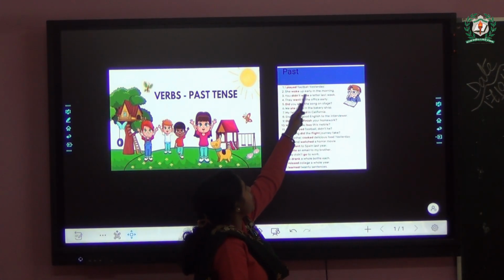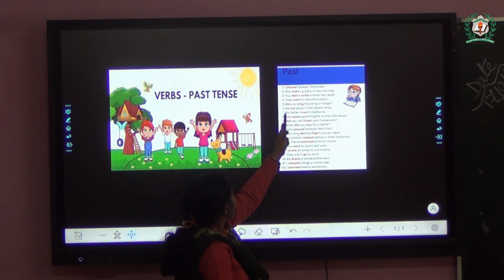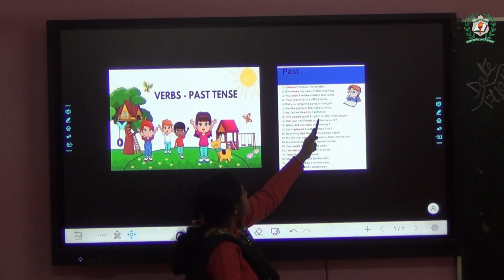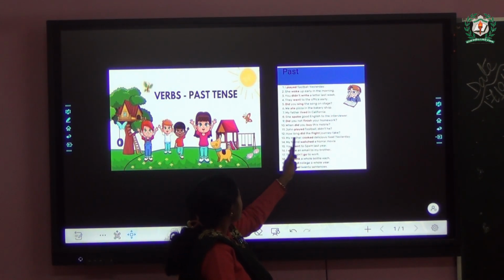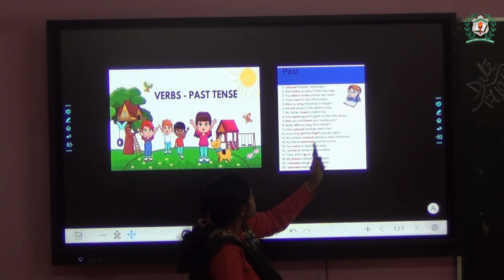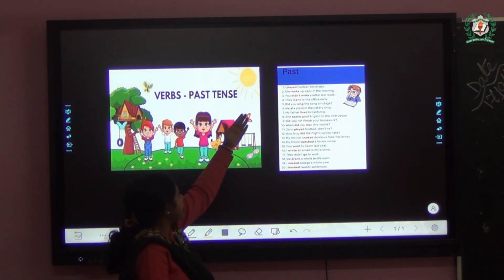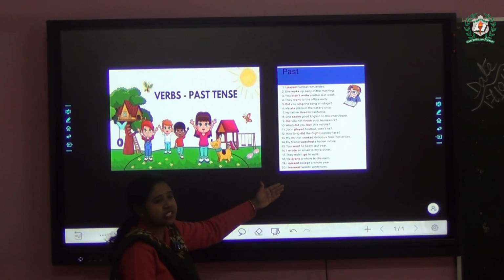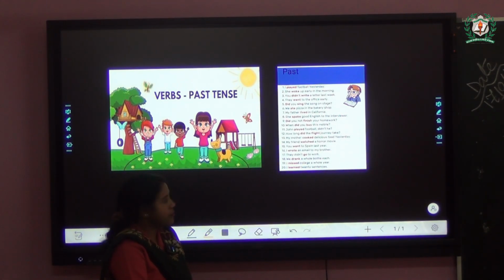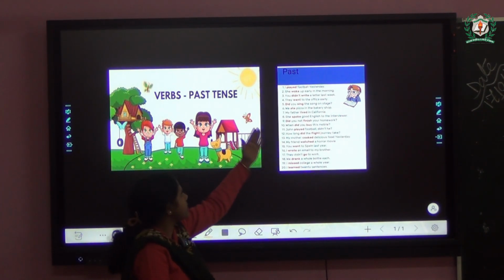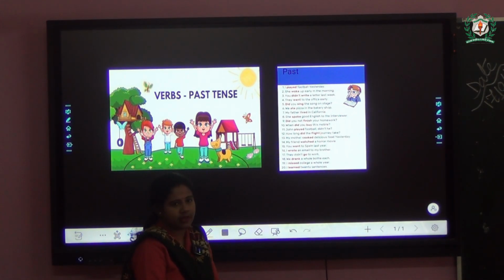See, I played football yesterday. She woke up early in the morning. My father lived in California. She spoke good English in the interview. John played football. My mother cooked delicious food yesterday. I missed my college. We drank a whole bottle of water. So all these red marked words are the past forms of the verb. Thus, we can make all these past tense sentences.